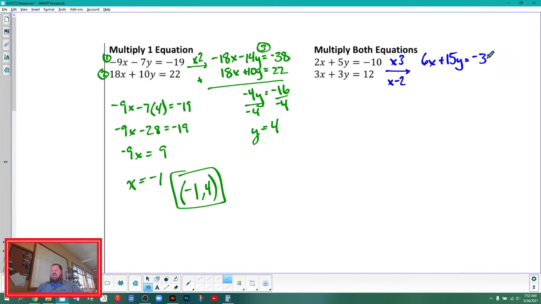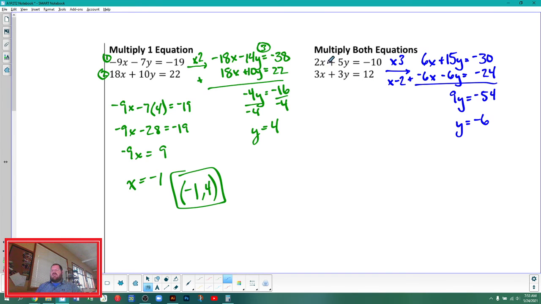And that'll be -30. On the bottom, I'll have -6x minus 6y is equal to -24. And this will let me add my equations together. 6x minus 6x is 0. 15 minus 6y is 9y. And -30 plus 24 is -54. Well, that works out okay because when I divide by 9, I get y is equal to -6.